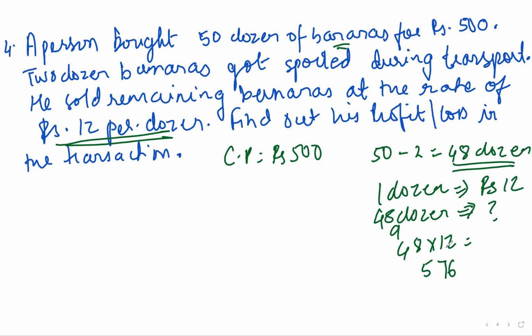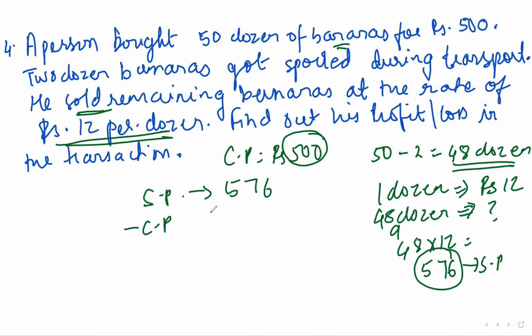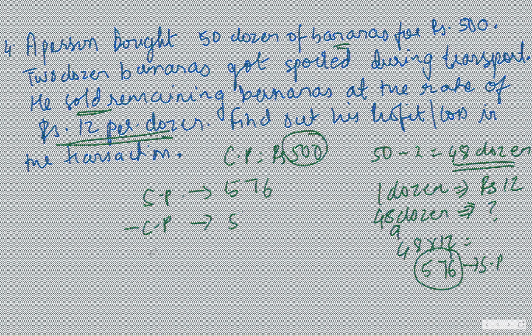576. So this is, they have clearly said he sold remaining bananas. So this is my selling price. So as selling price is more than cost price, formula will be selling price minus cost price. Whenever selling price is more than cost price, it is profit. So answer is 76. Each and every step write and do, then you will surely get your answers properly.